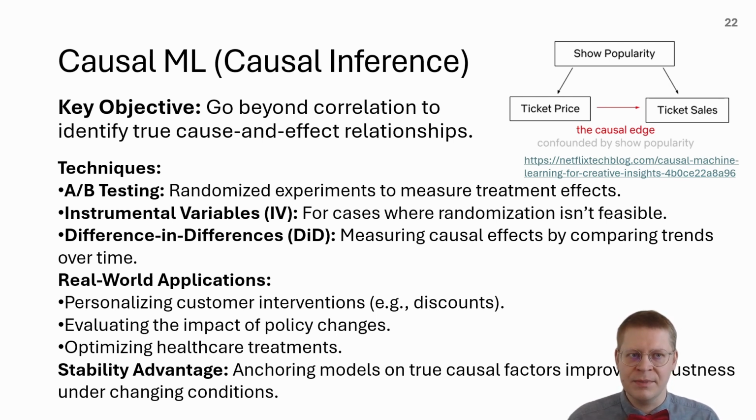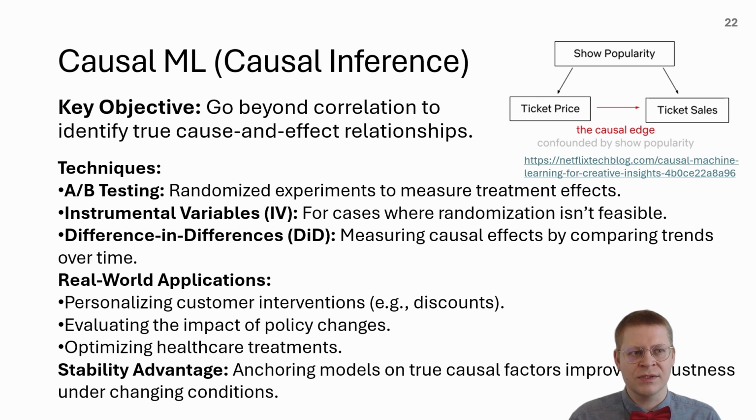For instance, A/B testing is a fundamental technique for randomized experiments. But when randomization isn't feasible, methods like instrumental variables provide solutions. Additionally, difference in differences, DID, helps us evaluate causal effects by analyzing trends over time. Real-world applications are vast. Think about personalized marketing campaigns, evaluating public policy changes, or optimizing healthcare outcomes.